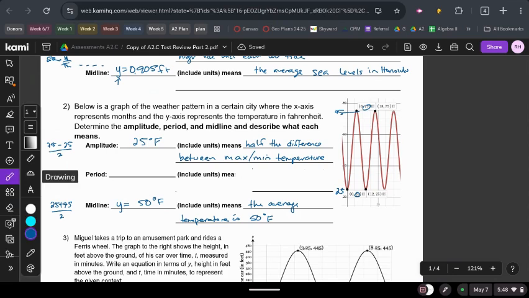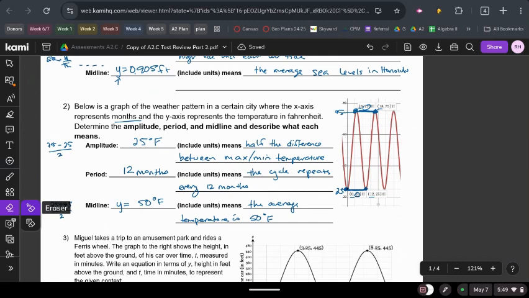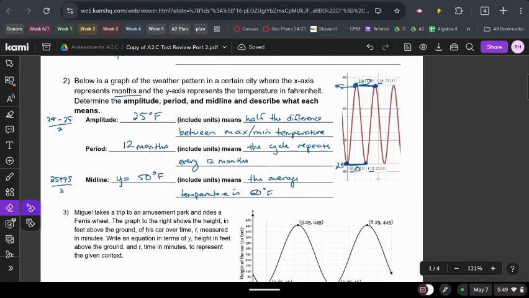The period is how long it takes to go from either the highest point to the highest point or the lowest point to the lowest point. There are other ways of calculating it as well, but this is typically the easiest way. So we're looking at the x values from 0 to 12 and from 6 to 18. So that's going to be a period of 12. And since the x-axis represents months, we just write in the months. So it's how long it takes for the cycle to repeat again. So the cycle repeats every 12 months.